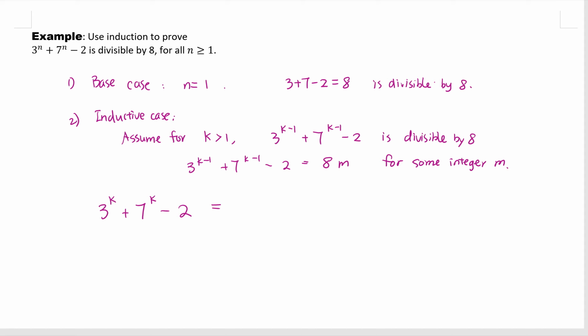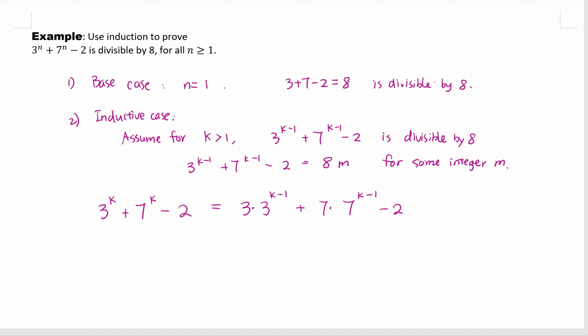So usually when you want to show this statement, you want to relate it to the hypothesis. So you want to see the terms 3 to the k minus 1 and 7 to the k minus 1. What we do is we can split one of the 3, and then what's left is 3 to the k minus 1. We can split the 7, and then what's left is 7 to the k minus 1 minus 2. Okay, how do we use our hypothesis?